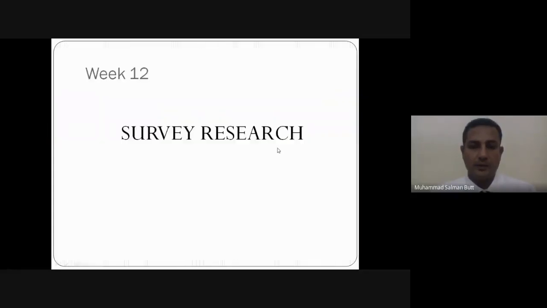We are going to study today survey research. This is a very important research topic. Whenever you're going to do any kind of research, this is the most common and most widely used research design. This is the design which you will opt for in your final year research project as well. So this chapter is very important for you, so that you can understand each and every aspect of survey research and apply those aspects in your final year research project.